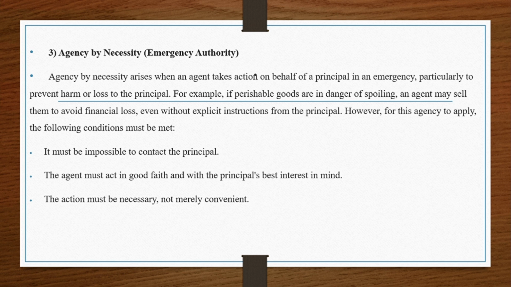For example, if Lucy is shipping fresh fish to a customer, but the truck breaks down and the fish is at risk of spoiling, and the truck driver is unable to reach Lucy, the truck driver sells the fish to a nearby market to minimize financial loss. So it means the truck driver has acted on behalf of Lucy because he tried reaching Lucy and he couldn't, and the fish was going to get spoiled.